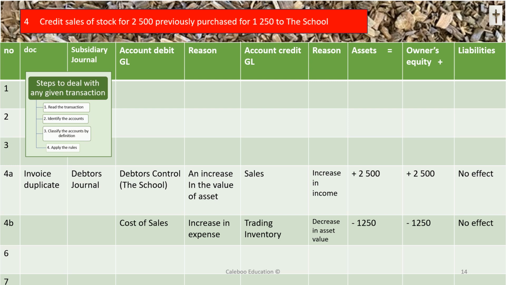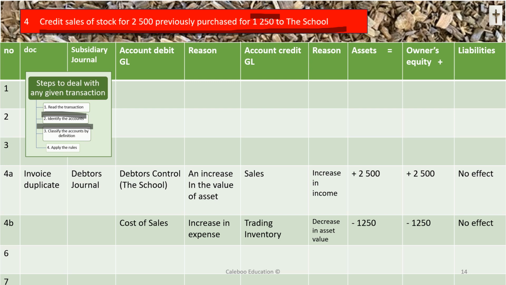Now we need to record this transaction. Credit sales of stock for 2,500, and we purchased that stock for 1,250. 1,250 was the cost price of the items being sold. This needs to be recorded. Steps to deal with any given transaction. Read the transaction. We've done that. Identify the accounts involved. Now this is a very important transaction.